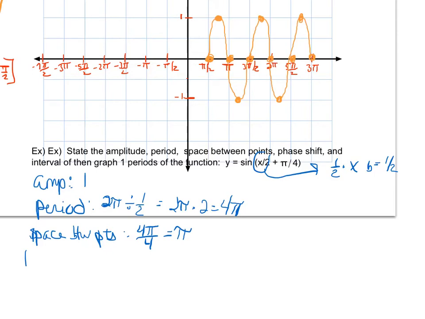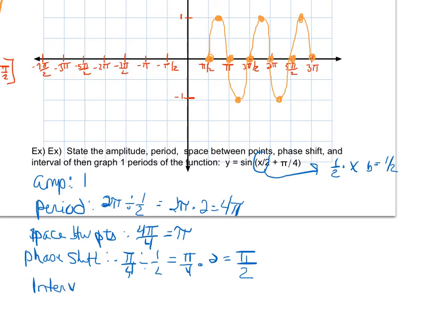I can also find my phase shift by taking negative c, negative pi over 4, and dividing by b, which we decided was 1/2, so I divide by 1/2. That gives me pi over 4 times the reciprocal, or 2. 2 and 4 reduce, leaving me with pi over 2 for my phase shift. So notice my interval, squeeze this down in the bottom, is going to be 0 plus pi over 2.